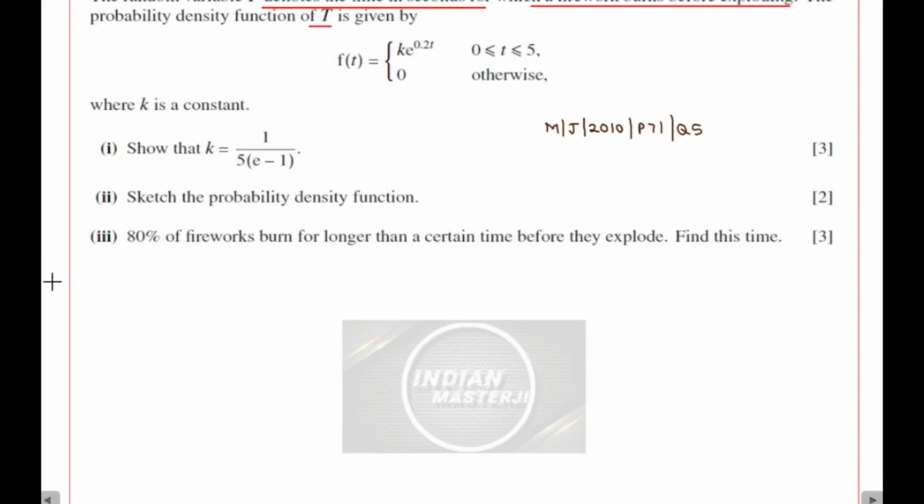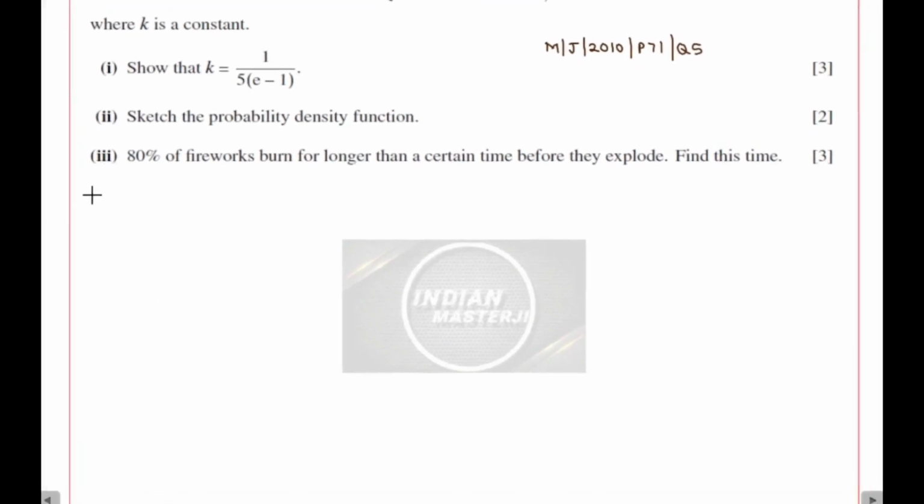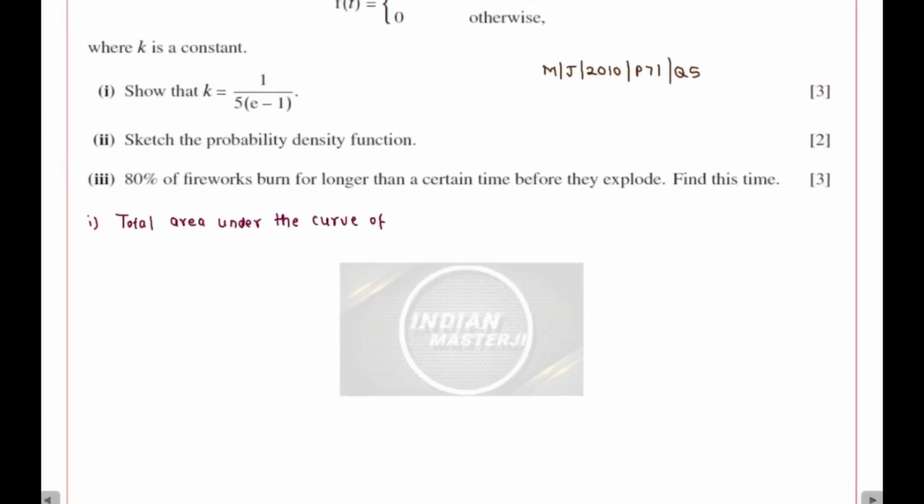So how do we find out this k? What do we know about probability density function? We know that the total area under the curve of the probability density function has to be equal to 1. Why? Because total probability is equal to 1. Correct? So we will use that particular concept. The total area under the curve of what? Curve of f of t. Here the probability density function, curve of f of t is equal to 1.